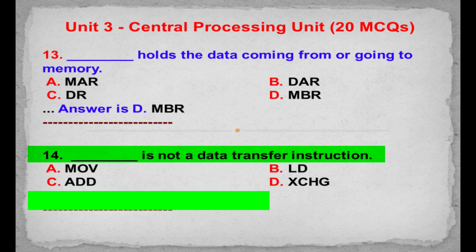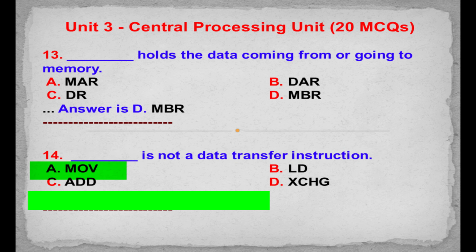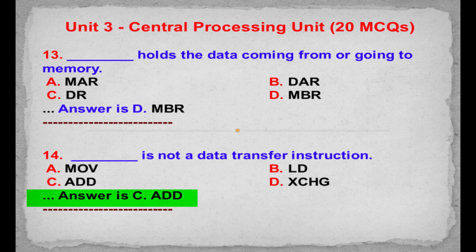MCQs number 14. Dash is not a data transfer instruction. Option A, move. Option B, load. Option C, add. Option D, exchange. Correct answer is Option C, add.